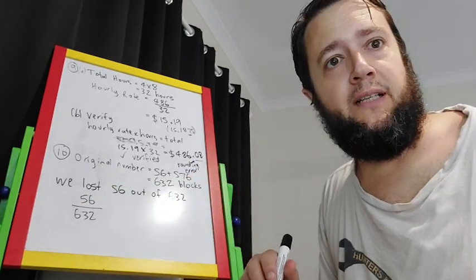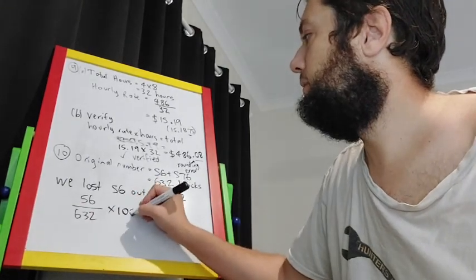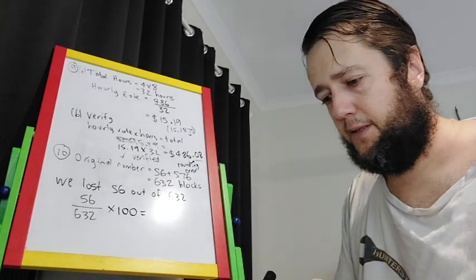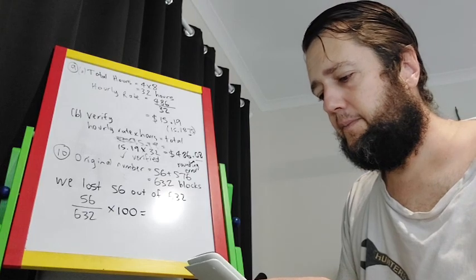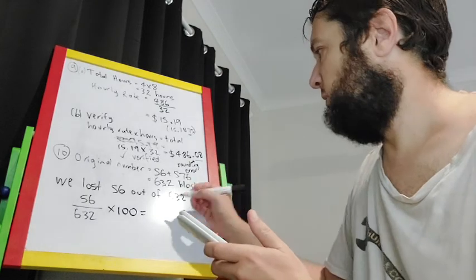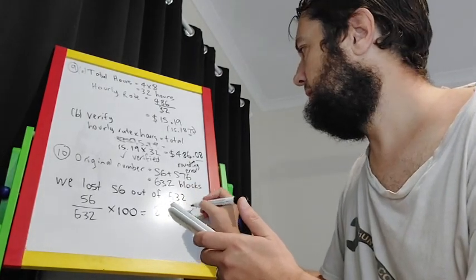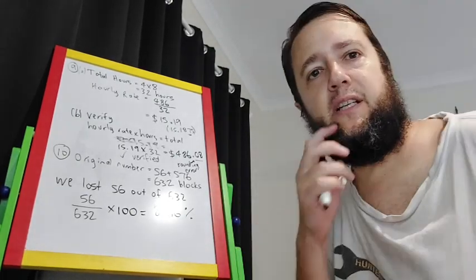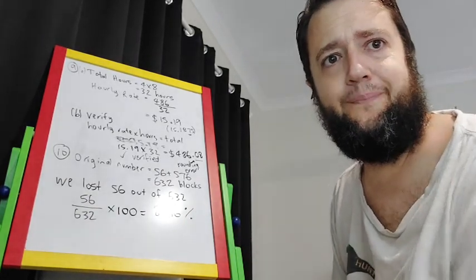And what do we do to turn anything into a percentage? Multiply by 100. And that's going to give us our answer here. So 56 over 632 multiplied by 100. And I get 8.86, rounded to 2 decimal places, percent. So therefore, if you were going to explain it, you'd say 8.86% of the blocks were lost.